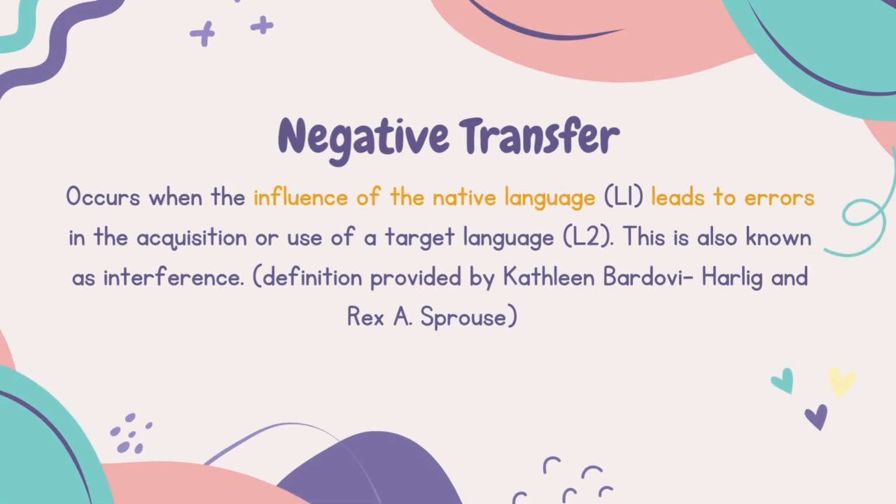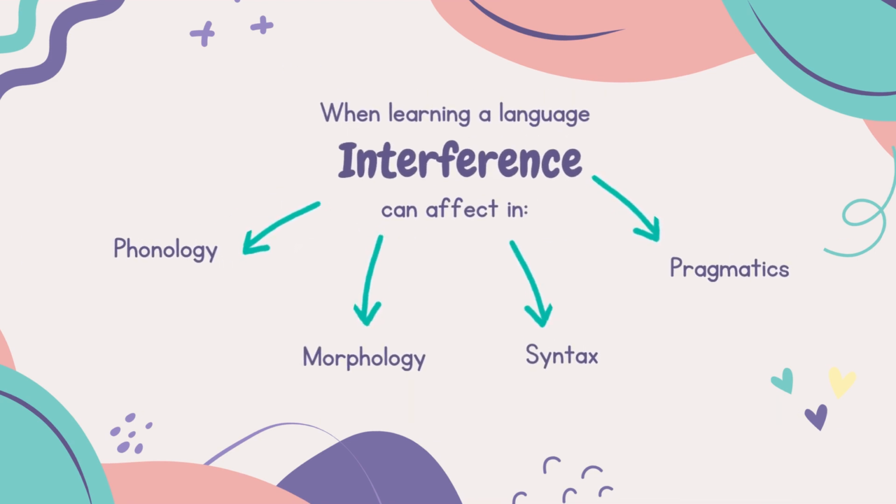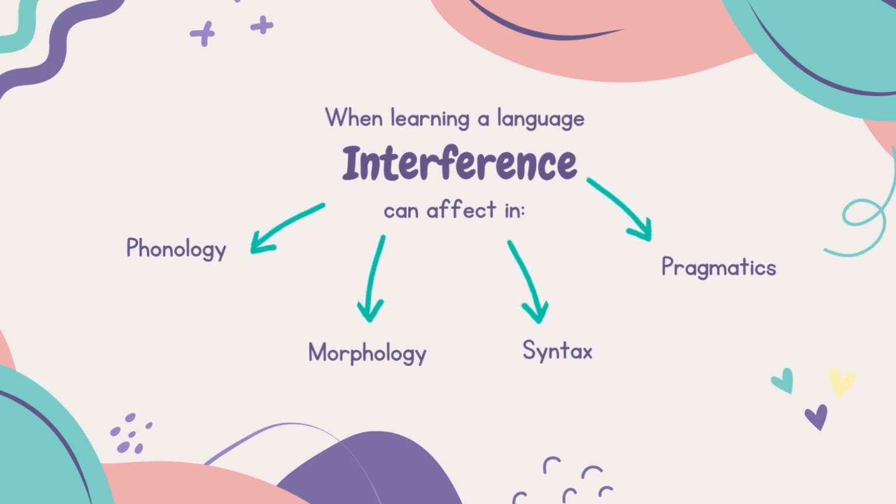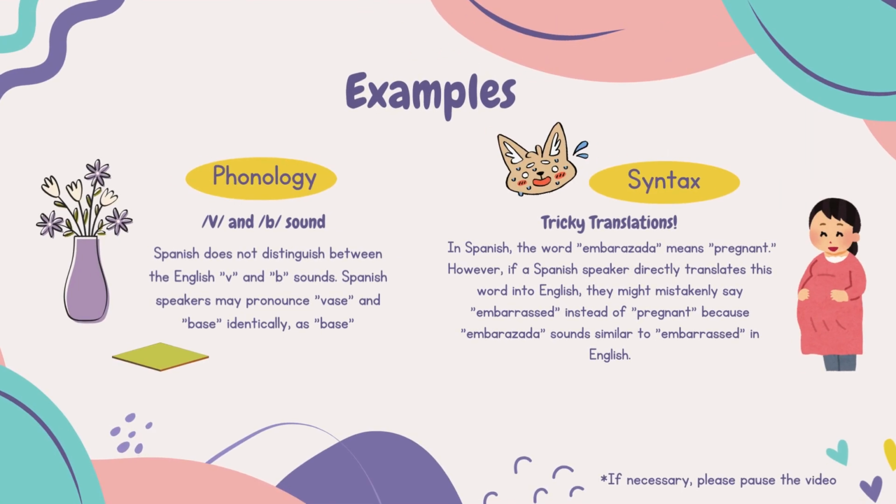Negative transfer occurs when the influence of the native language leads to errors in the acquisition or use of the target language. This is also known as interference. This interference can affect various aspects of language learning, including phonology, morphology, syntax, and pragmatics. Here are two different examples focusing on phonology and syntax.